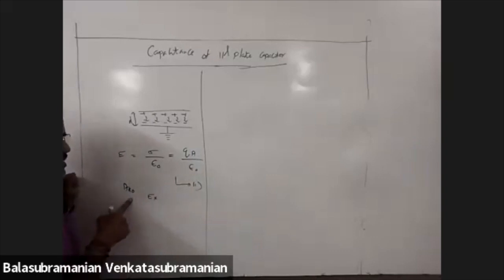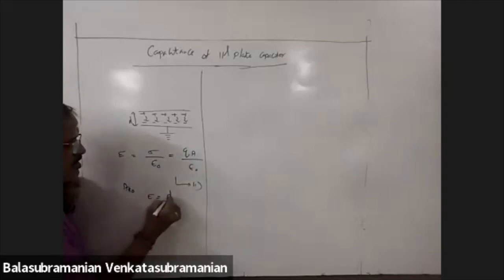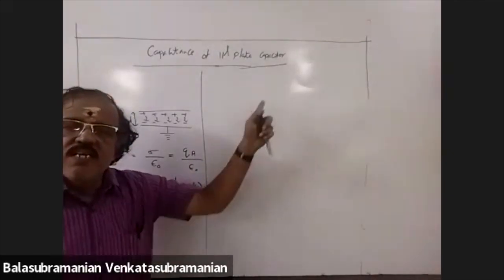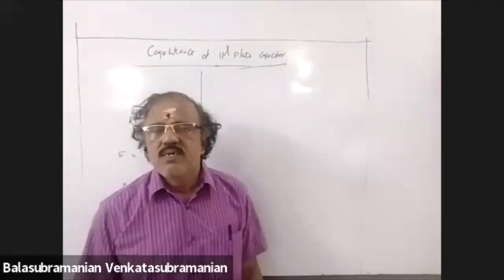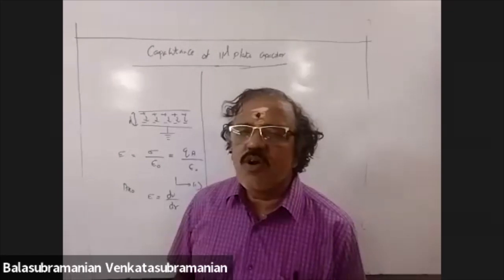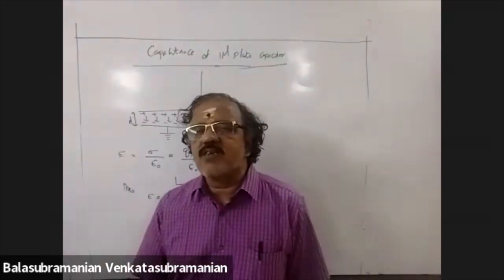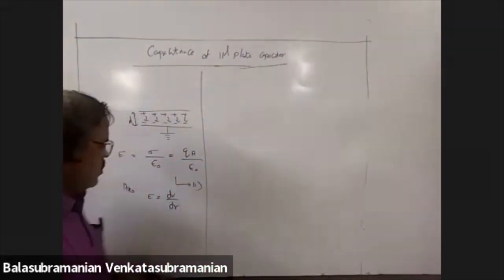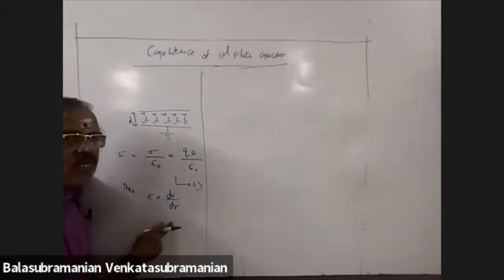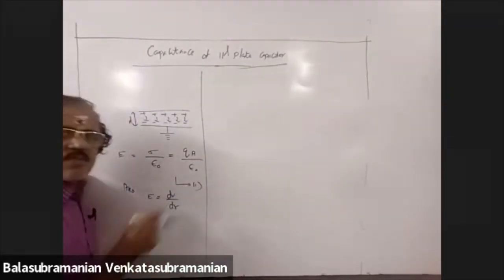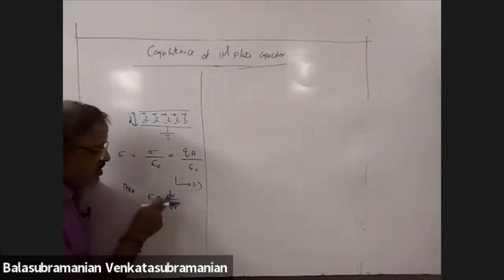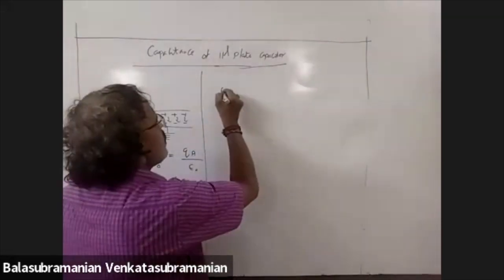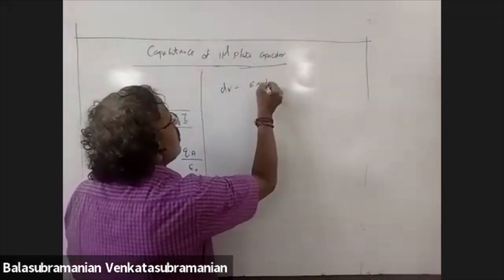Next, we are going to write the relation between electric field and potential. E is equal to minus dV by dr. That's what we saw in the first topic. Here, there is no question of one positive charge, one negative charge, or two negative charges, two positive charges. So dV by dr is called the potential gradient. Potential by distance, we call it the potential gradient. So dV is equal to E into dr.